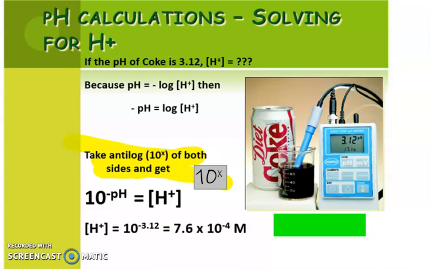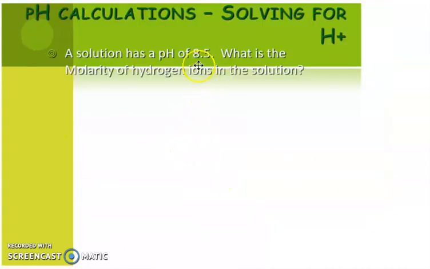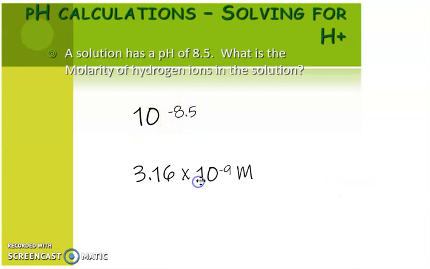Okay, next one. Try and find this one. So go and take the anti-log of negative 8.5 and find out what that value is. Pause it. Okay, so you're doing the anti-log of negative 8.5, and you should get a value of 3.16 times 10 to the negative 9. Now the pH is around 8, so it's going to be somewhere near 8. Okay, and so that's just one way of looking at it.